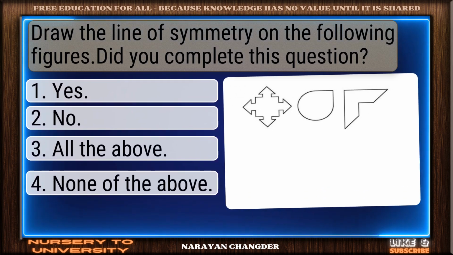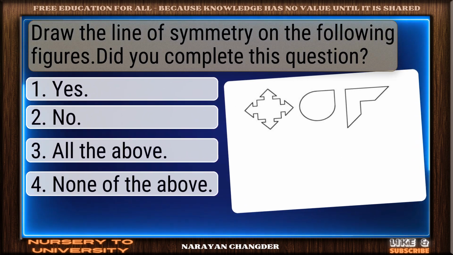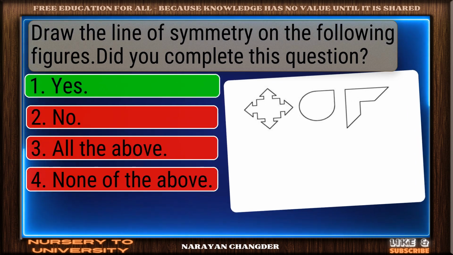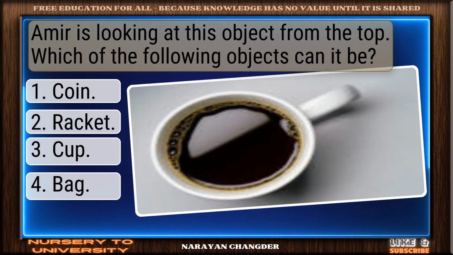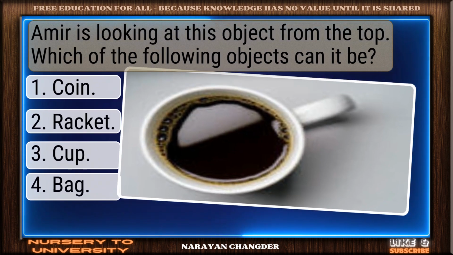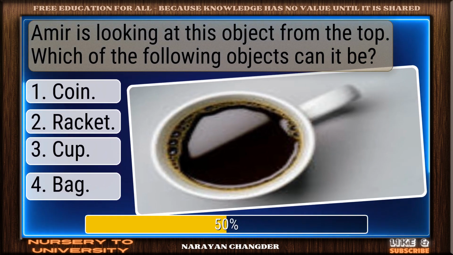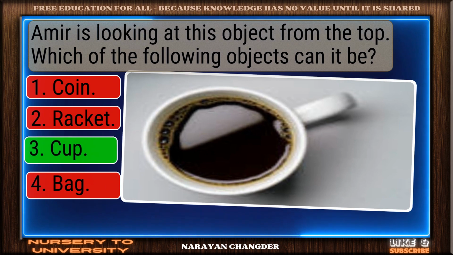Draw the line of symmetry on the following figures. Did you complete this question? Smart pick. Yes is the correct choice. Amir is looking at this object from the top. Which of the following objects can it be? Bravo. Cup is the answer.